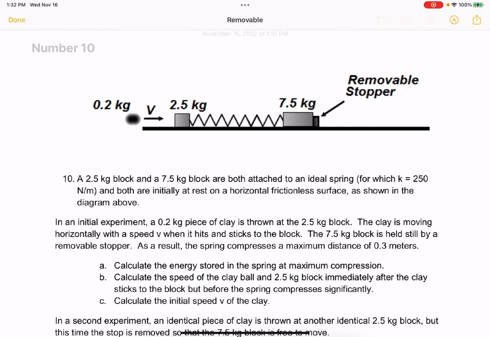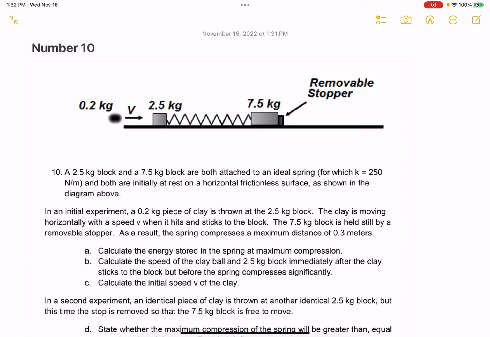Hello. So now we're going to look at number 10, okay? So number 10.